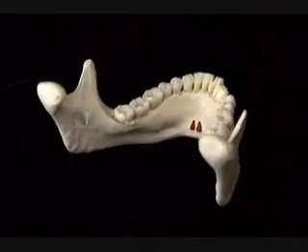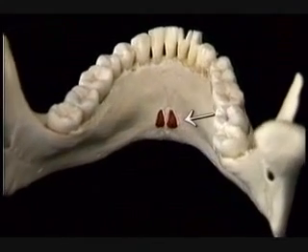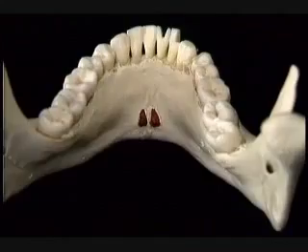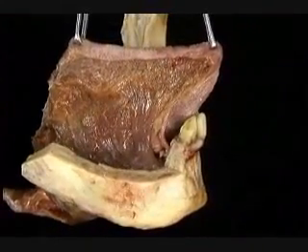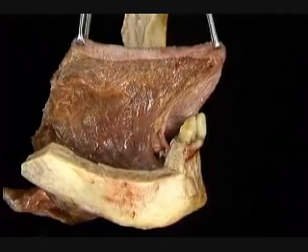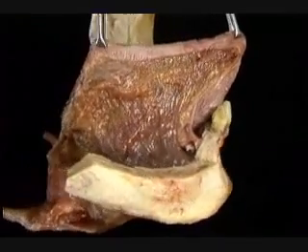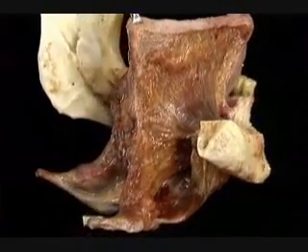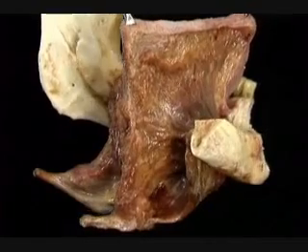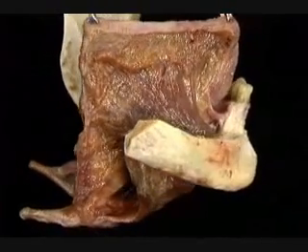Genioglossus arises just above the geniohyoid from the upper part of the mental spine. Its fibers fan out, the highest ones arching forward almost to the tip of the tongue, the lowest ones running straight backward to the most posterior part of the tongue. Genioglossus compacts the tongue and pulls it forwards.